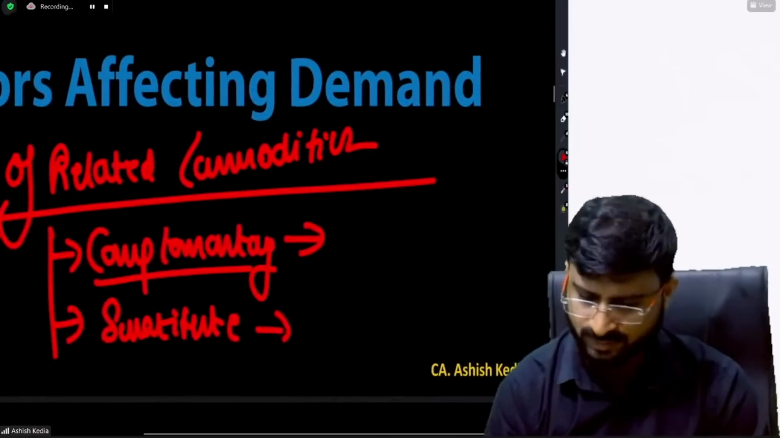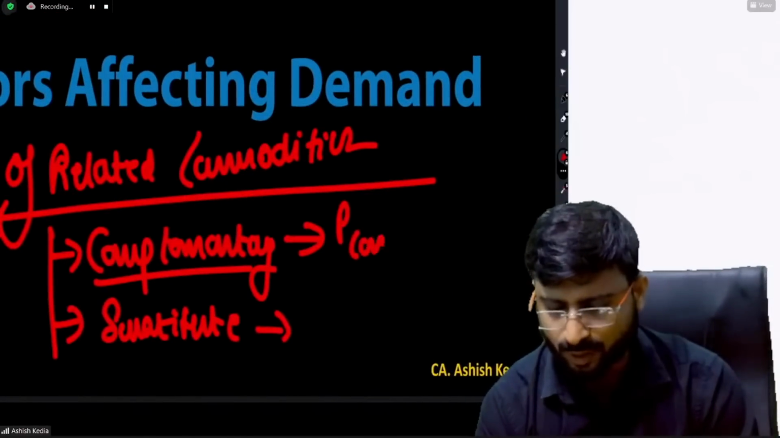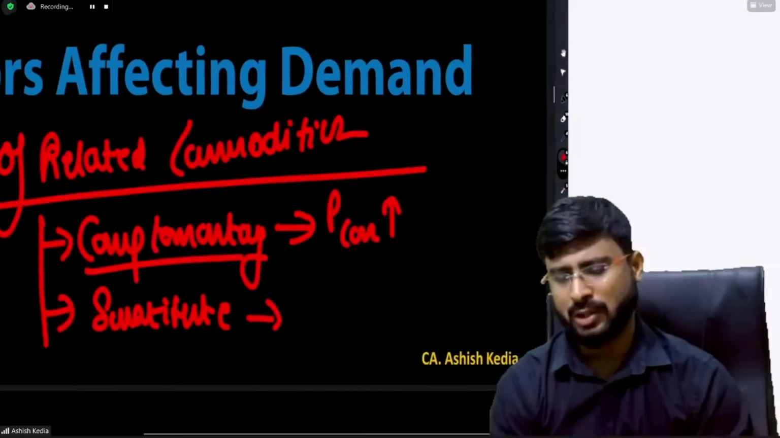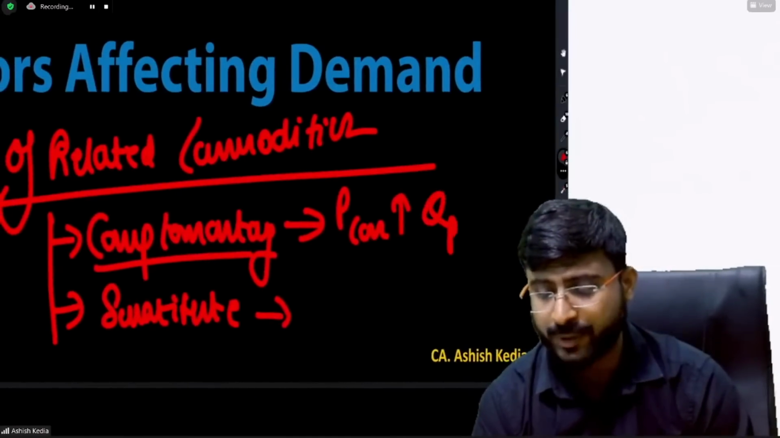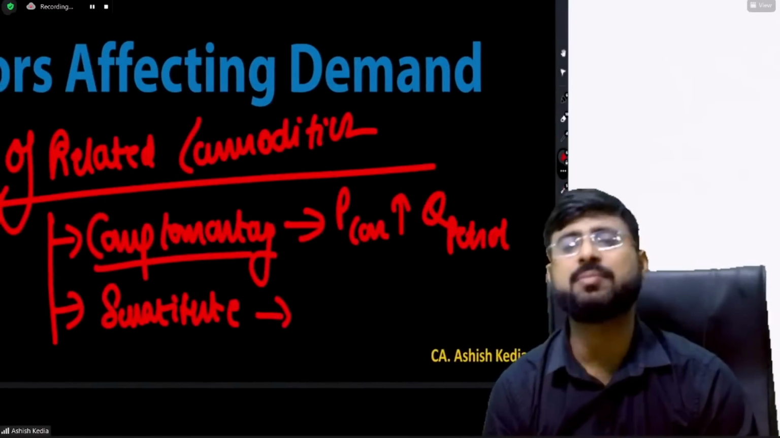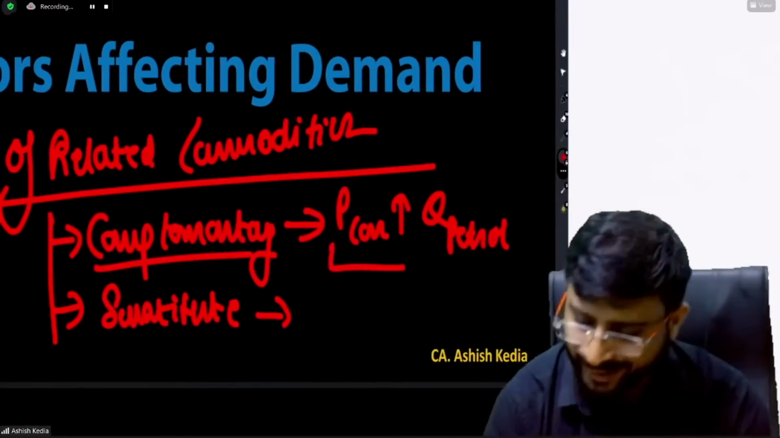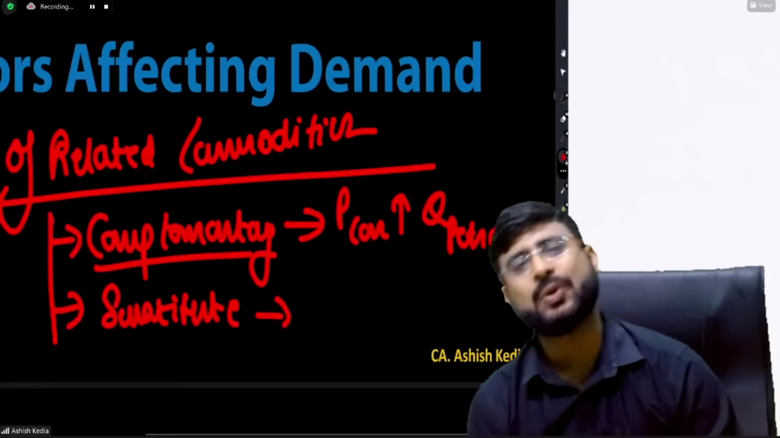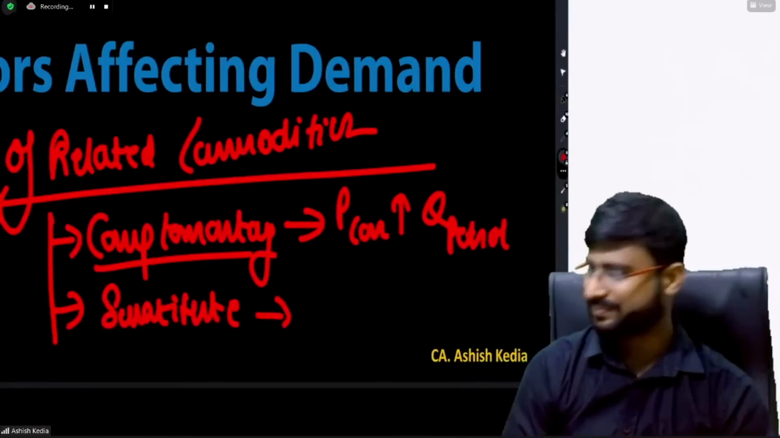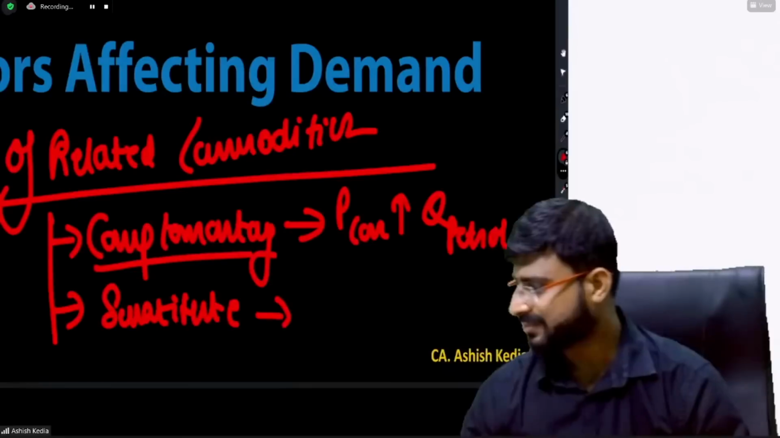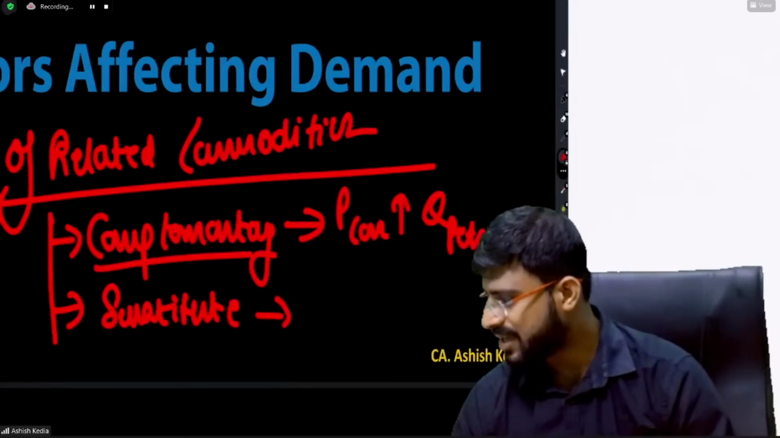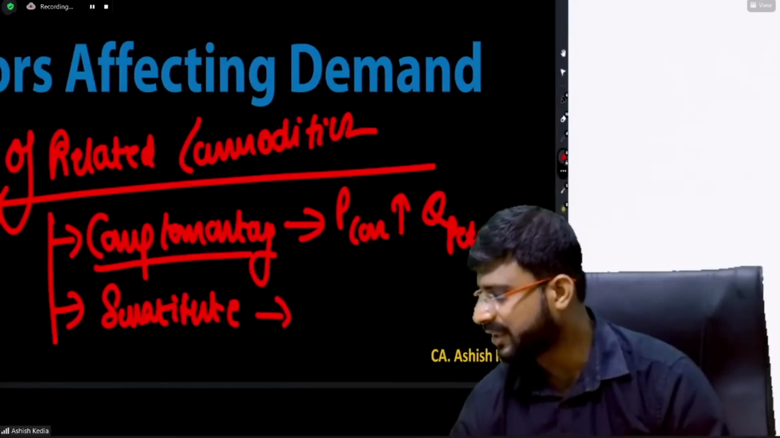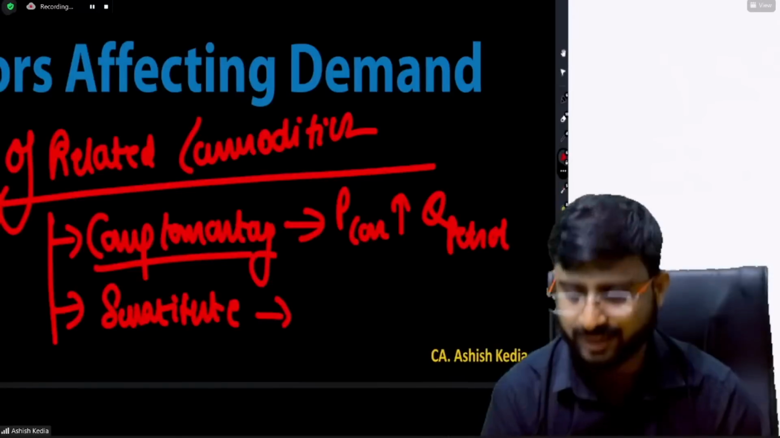Okay. Suppose price of car rises. My question is, what will be happening to quantity demanded of petrol? If price of car rises, what will happen, friends, to quantity of petrol? Can you tell me this? Very good. All of you are saying correct. Correct answer.